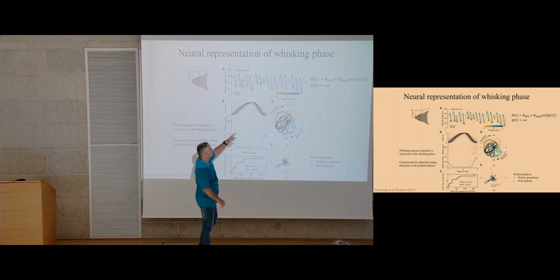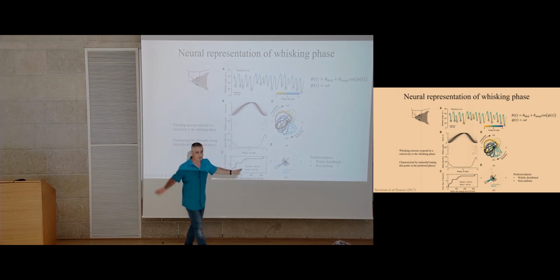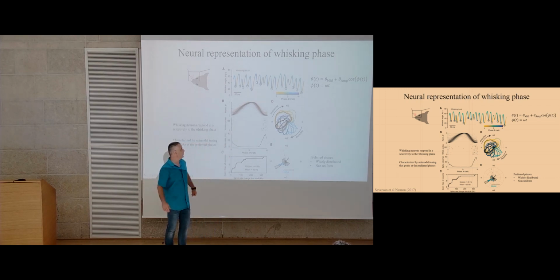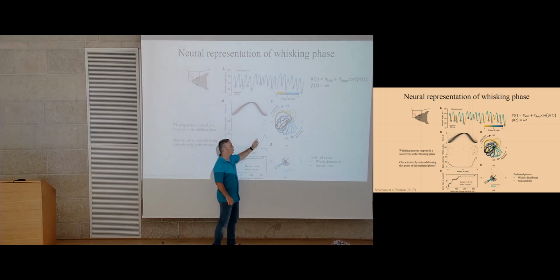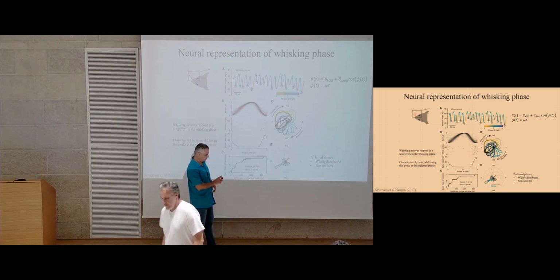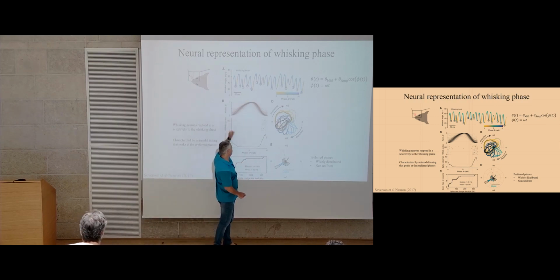So in this case, a phase of zero would be maximum protraction, and phase of pi would be maximum retraction. As you can see in the circles here, the specific neuron that they recorded tends to fire near maximum retraction, so around phase of minus pi. This is illustrated here in the raster plot that shows the phases in which this neuron fires, in different whisks, the phases along the whisking cycle. You can see that this neuron tends to fire near minus pi.